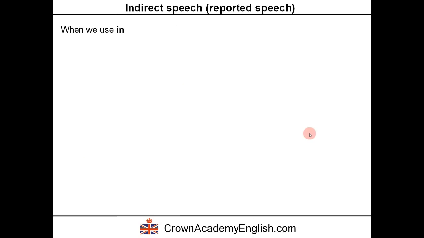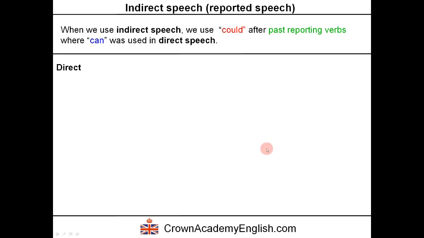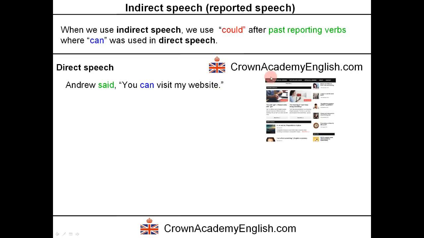Indirect speech. So when we use indirect speech, we use could after past reporting verbs where can was used in the direct speech. So example, direct speech. Andrew said, you can visit my website. So my website is crownacademyenglish.com. So direct speech, these are the exact words that Andrew said, that I said. So it's inside quotation marks. You can visit my website. And this is the past reporting verb, said.